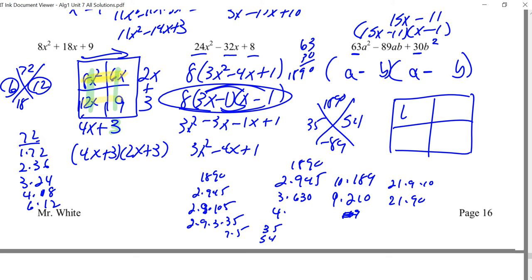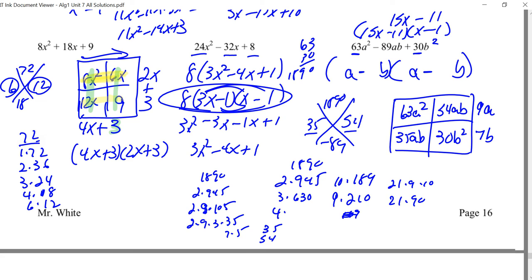And we actually have an A and a B. So this is 63A squared. This is 30B squared. And then in the box, interestingly enough, we put 35AB and 54AB. Now, what does 63A squared and 54AB have in common? It has 9A. What does 35AB and 30B squared have in common? It has 7B.